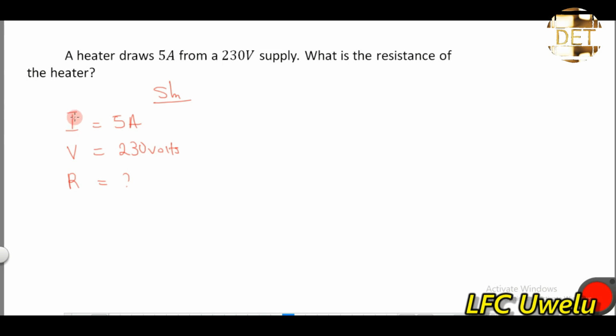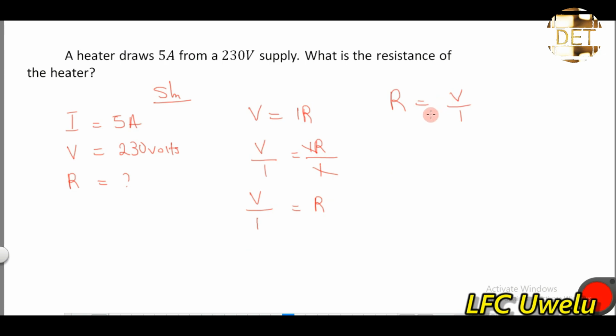So what we're looking for is the resistance of the heater. The formula that connects electric current, volt, and resistance is V is equal to IR. So we have to make R the subject of the formula here. By making R the subject, I will have to divide both sides of the equation by the coefficient of R, which is I. So this will give me V over I is equal to IR over I, where the I here will cancel the I here. So my R will be equal to V over I.